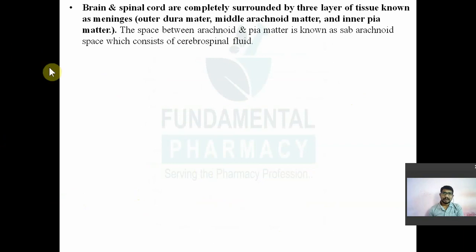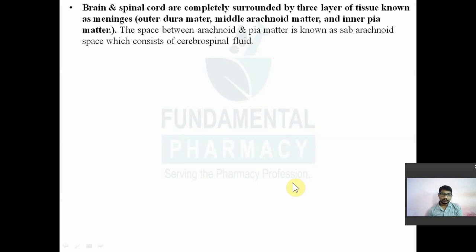The brain and spinal cord are completely surrounded by 3 layers of tissue known as meninges. The outer membrane is the dura mater, the middle membrane is the arachnoid mater, and the inner covering is known as the pia mater. The space between arachnoid mater and pia mater is known as the subarachnoid space, where there is spinal fluid, known as cerebrospinal fluid or CSF.